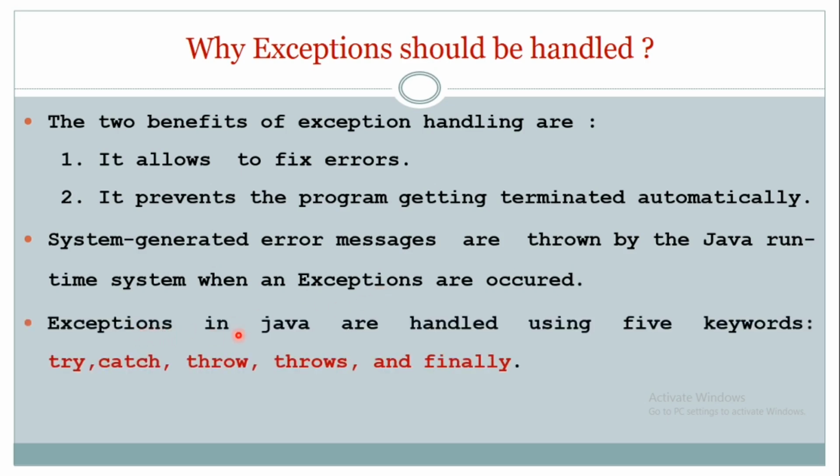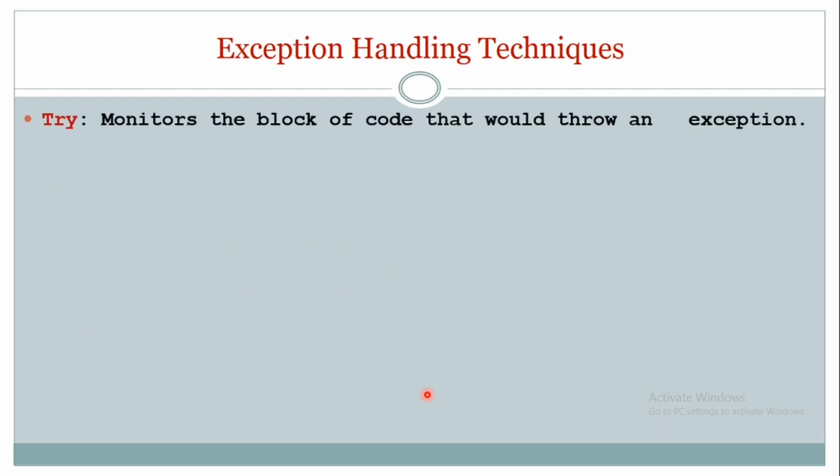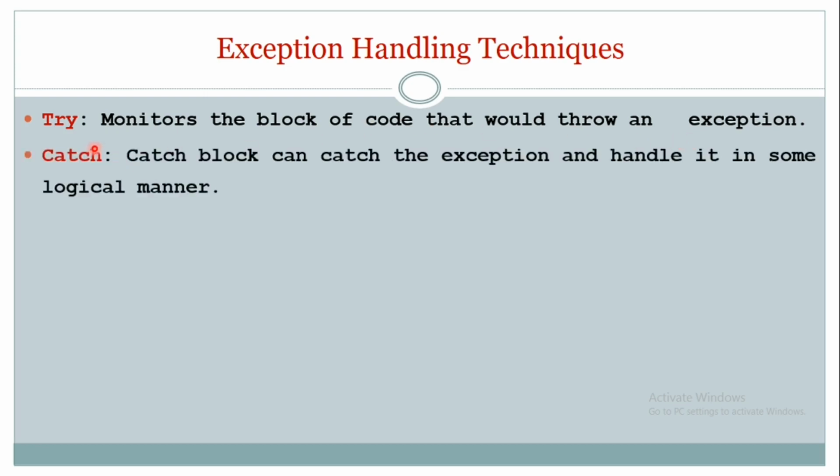Well, we can handle these exceptions in Java by using these 5 keywords: try, catch, throw, throws and finally. Now let us understand each of these keywords briefly. The first one is try. What does try do? It monitors the block of code that would throw an exception. Usually try is used with the clause catch. Try will monitor the block of code, and the catch block can catch the exception and handle it in some logical manner. So the block of code is mentioned in a try block, and whenever an exception is raised, it will be caught in a catch block and handled in a logical manner.